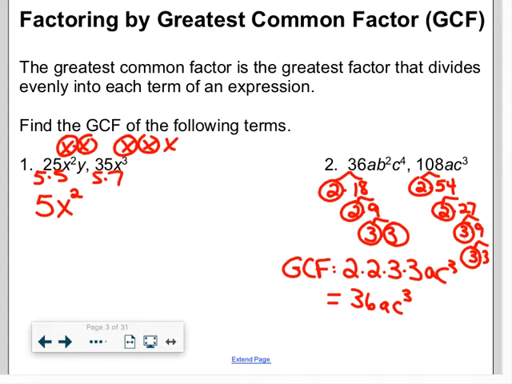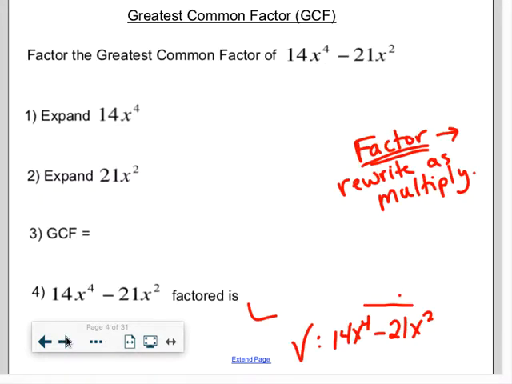Okay, when you're ready, let's flip the page. We're going to do some more practice here. And I want you, when the numbers are small, I don't have to do the factor tree. I only do the factor tree when the numbers are really big. Okay?